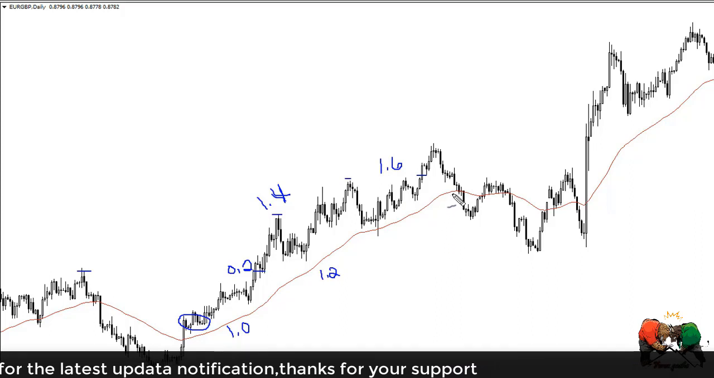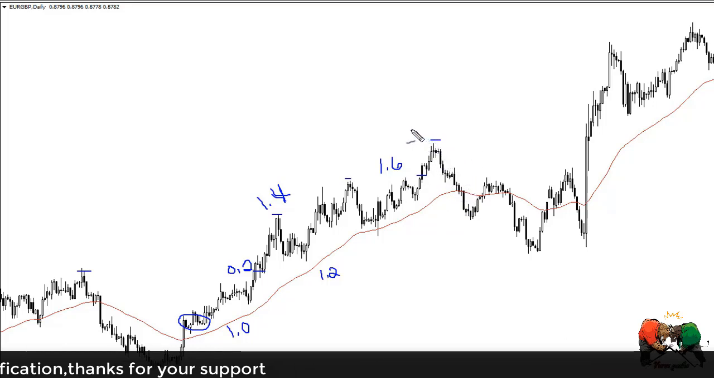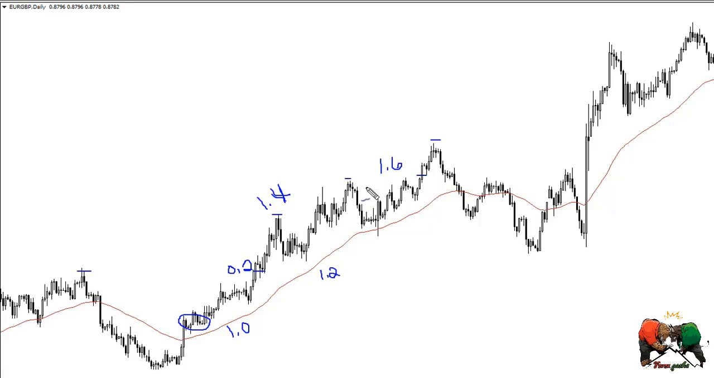Depending on how you played this, you probably would have ended up with this position here. This would have never been filled because this position here would never really have broken above there until much later. So what you have is one position, 1.4 positions, 1.6, and then of the 1.6, 0.2 of it ends up being negative.